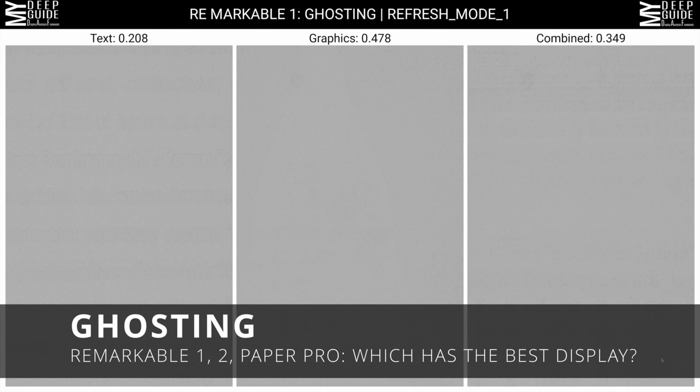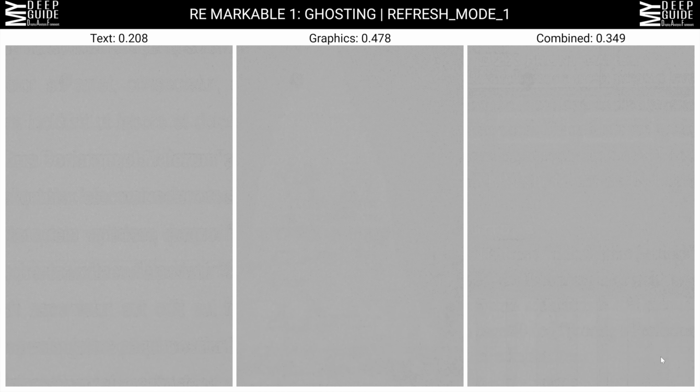Okay, time to check out the ghosting performance on Remarkable 1. All three Remarkables only have one refresh mode, so there are no other modes to check out. The way this test is performed is I start with a blank page, go through 10 iterations of pages of text, graphics, or combined content, and then end up on another blank page, and then take a photo of the ghosting remnants and compare the two.